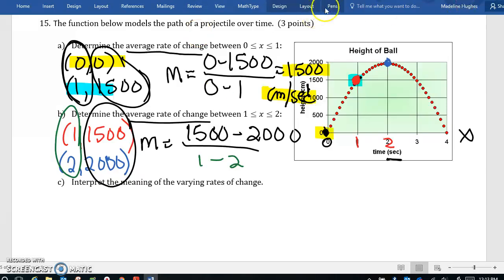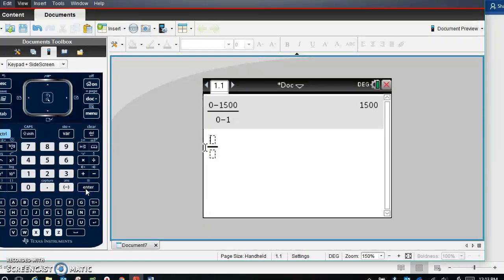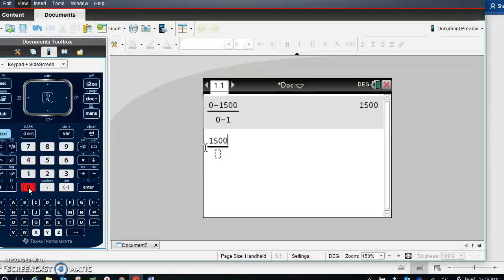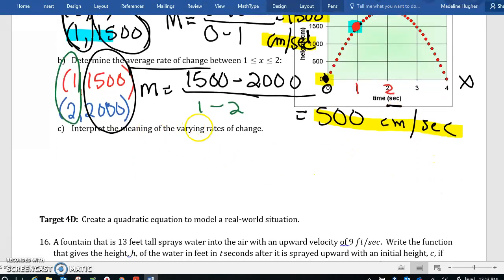Again, this can just be put right into our calculator. I go back and hit the fraction button. On the top, we have 1,500 minus 2,000. The denominator is 1 minus 2. Enter, we get 500. Over here, this is equal to 500 centimeters per second. And then the last one here just says to interpret the meaning of the varying rates of change.